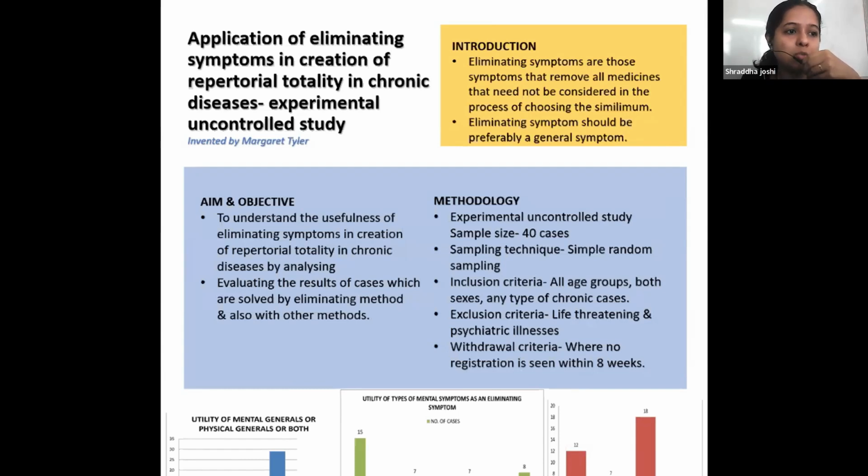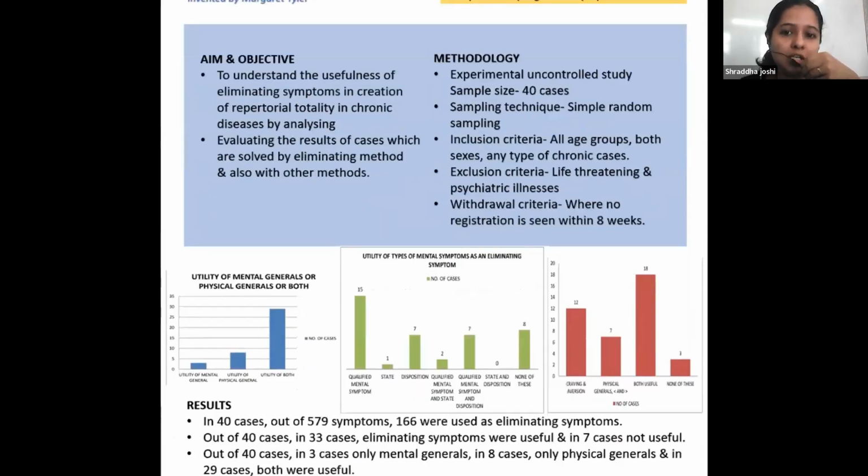A prospective study is conducted in 40 cases by an uncontrolled method. The original totality of the case is formed as per the respective approach of the case, be it Kent, Bonninghausen, or Boger, etc. And also a second totality is formed, that is according to the eliminating method. Remedies and results of both the totalities are compared, and utility of the eliminating method is seen.